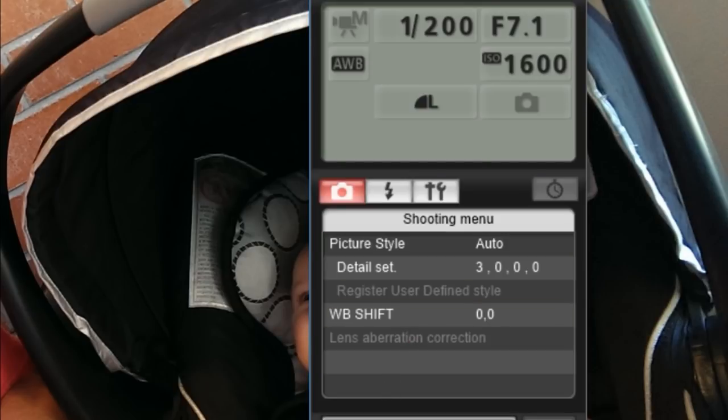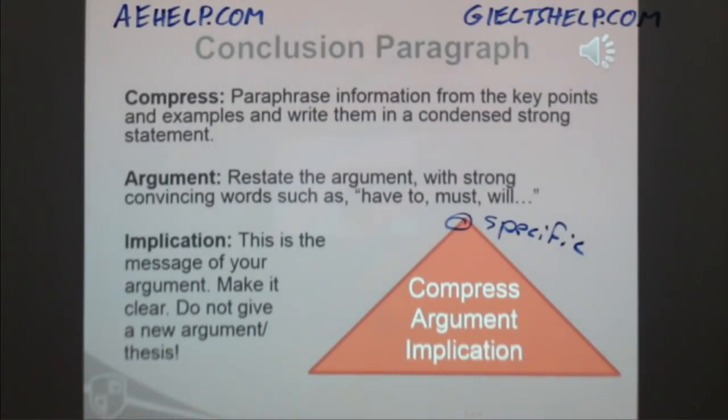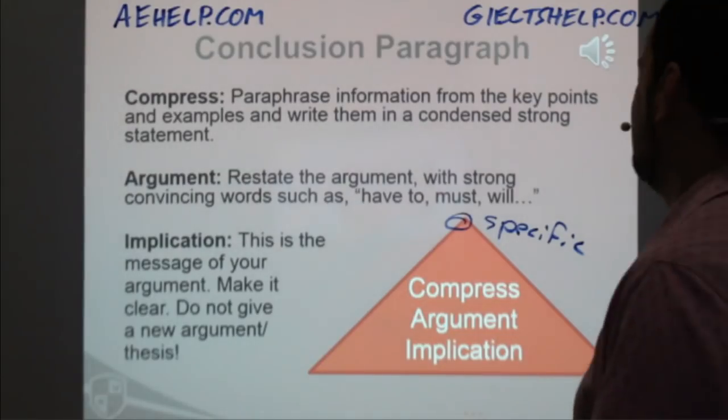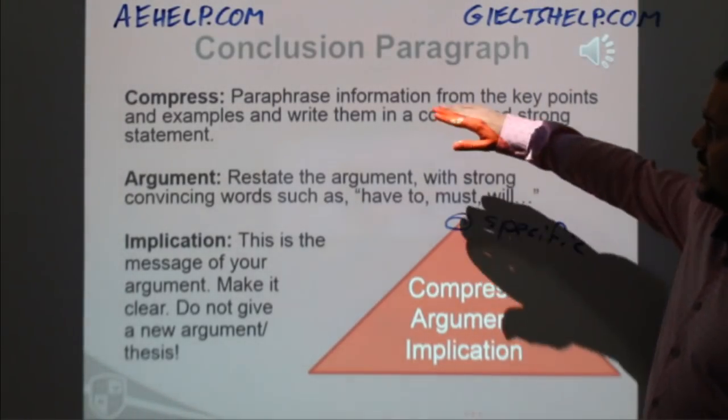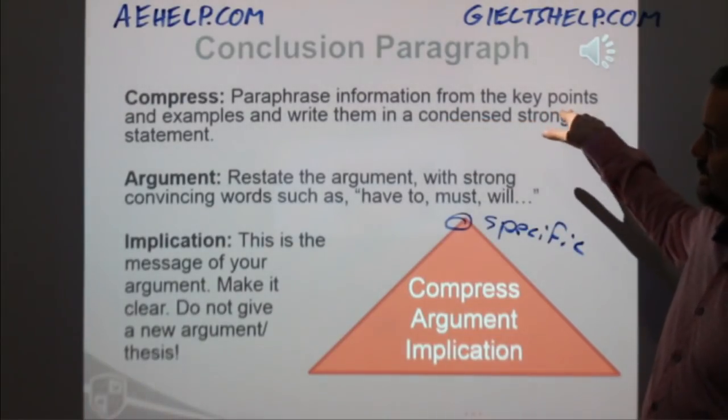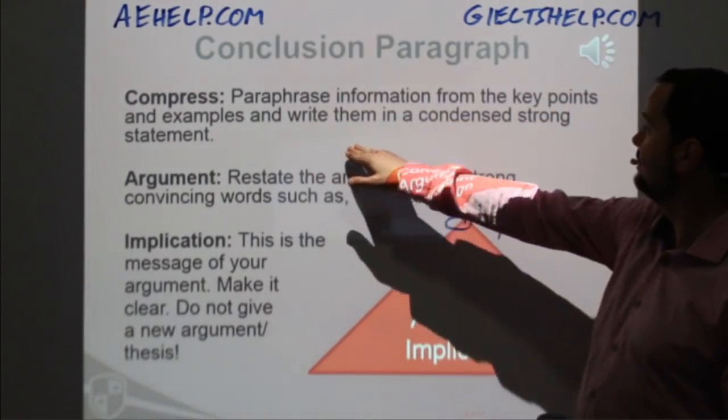So those are the 3 parts of the conclusion, and a good conclusion should have all three parts. Sometimes what I see IELTS students doing is they write a very, very simple conclusion. It's just one sentence, and I don't think that's good enough. All right? So again, compress, paraphrase information from your key points and examples.